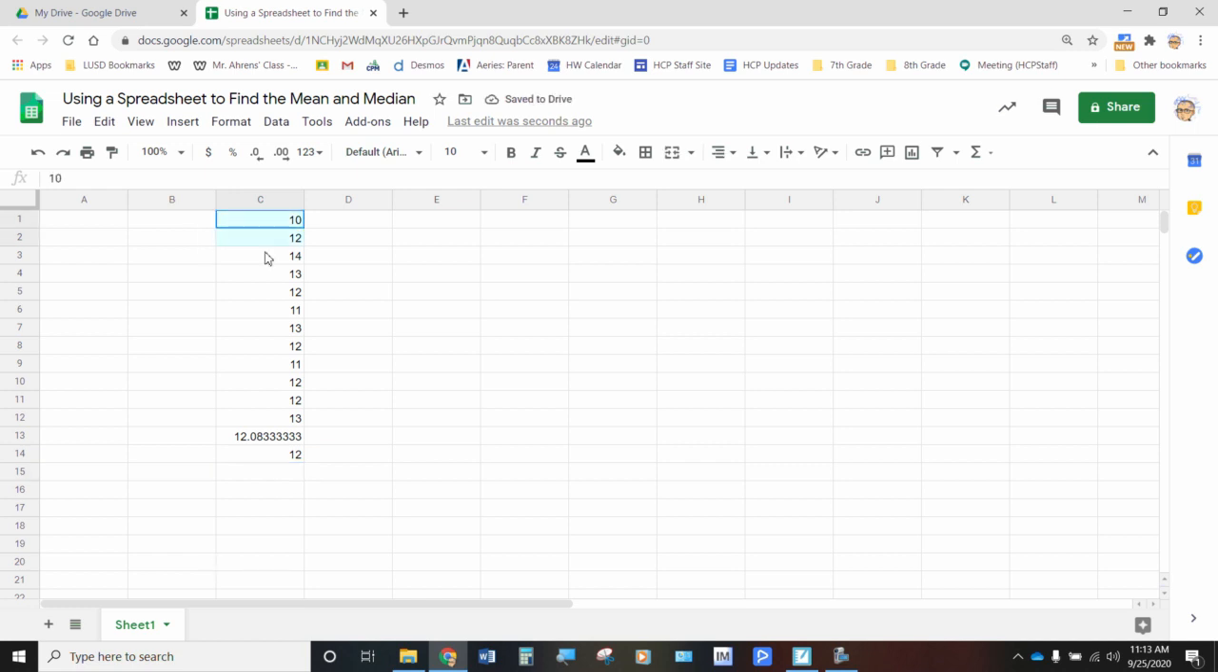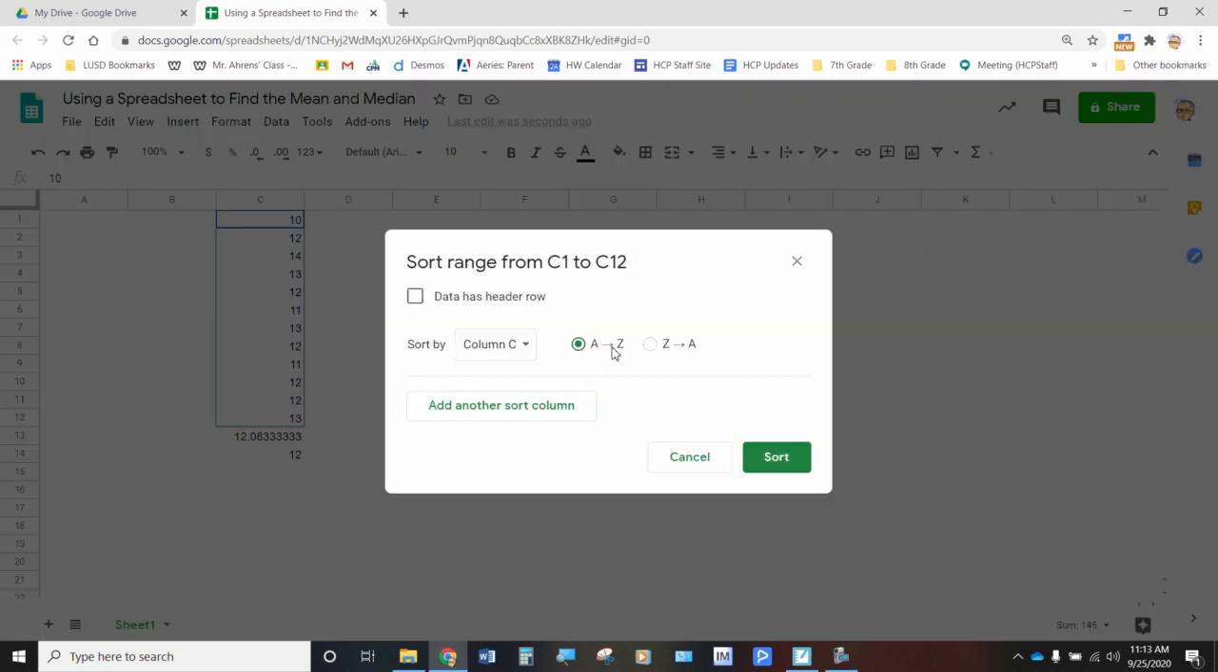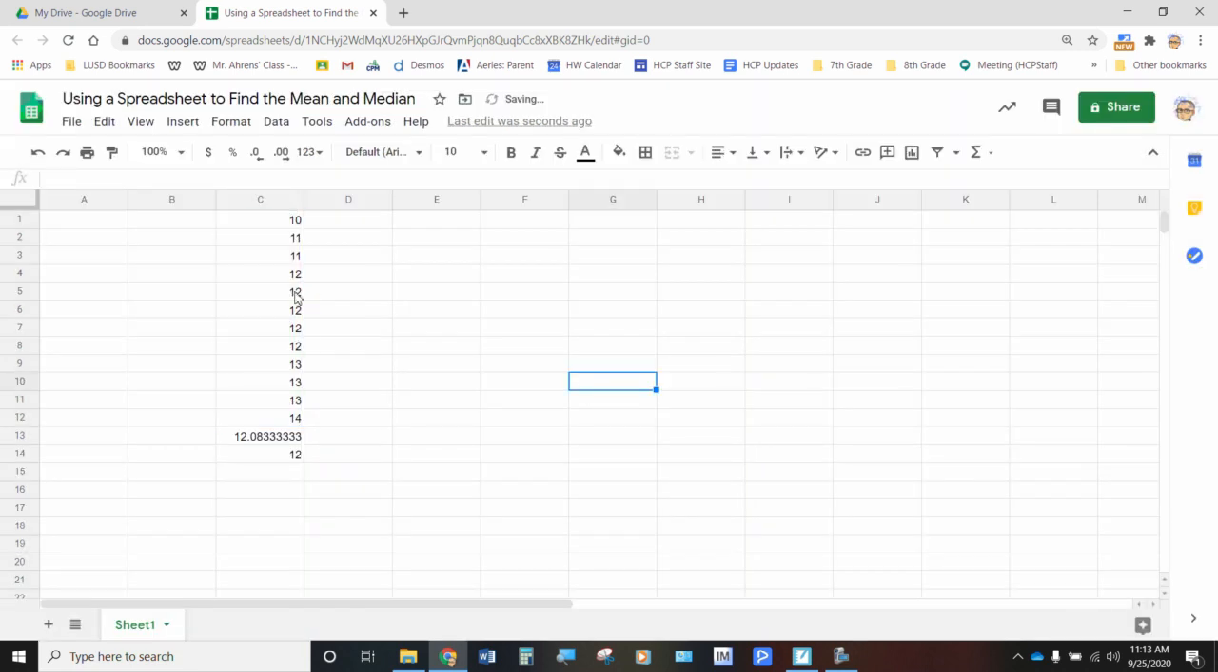If you want to put them in order from least to greatest, you can highlight them and right click it, and it says sort range. When you sort from A to Z, that's like from smallest to biggest. You can sort them, and now you can easily find the median is the number in the middle.